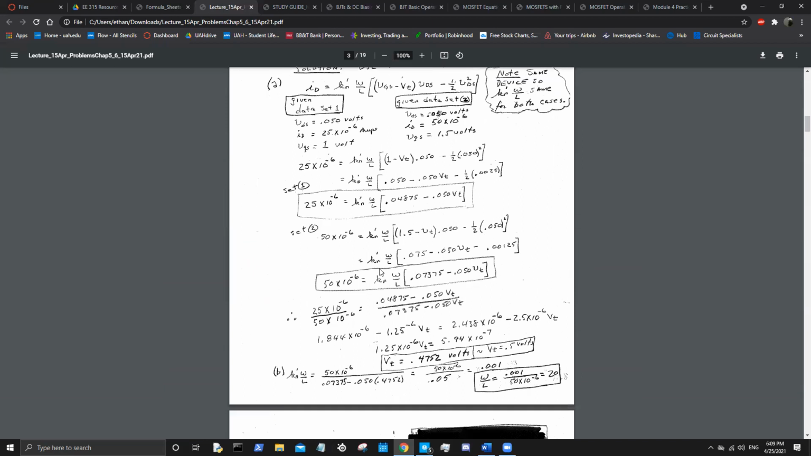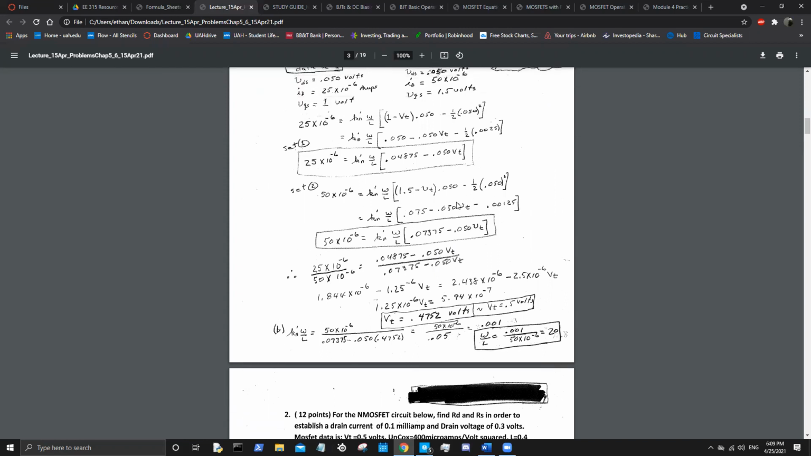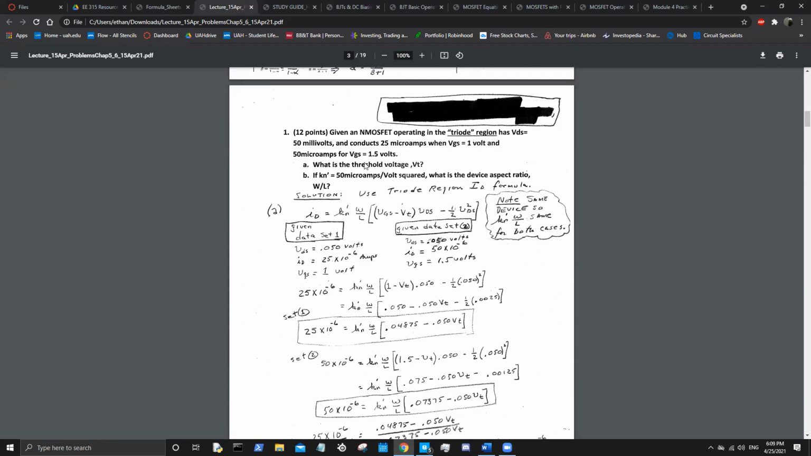And he spits out two things. We have half a volt for, I think, the second data set, and 0.4752 volts for the first data set. Now, where did he pull VT from? VT is constant, but he gives you a drain current, a drain-to-source current, and a voltage for VGS for each of them. And then he also gives you the Kn.